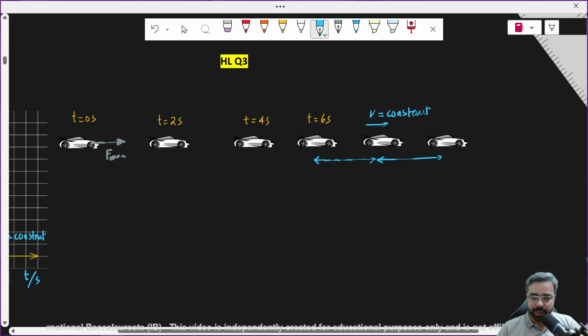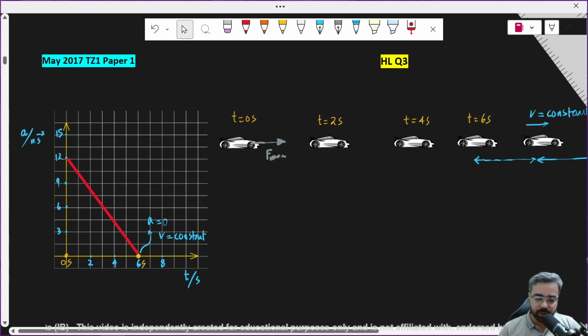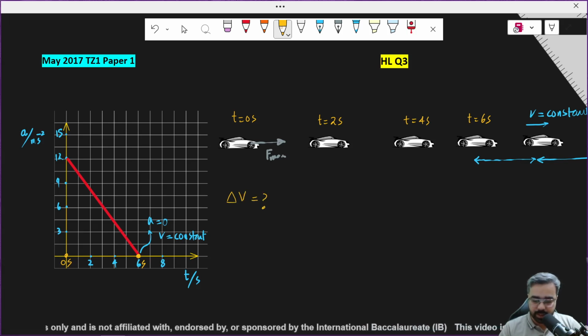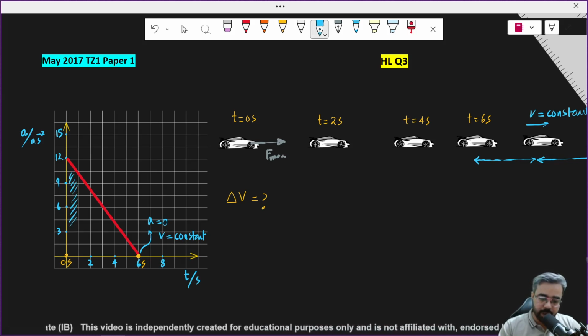Anyways, this was all the explanation. Now let's come back to the question. We have to find out the change in velocity in the first 6 seconds. Right now, from the acceleration-time graph, how do we calculate the change in velocity? That is the characteristic of the graph. We can simply calculate the area under this line. Okay, this will give us the total change in velocity.